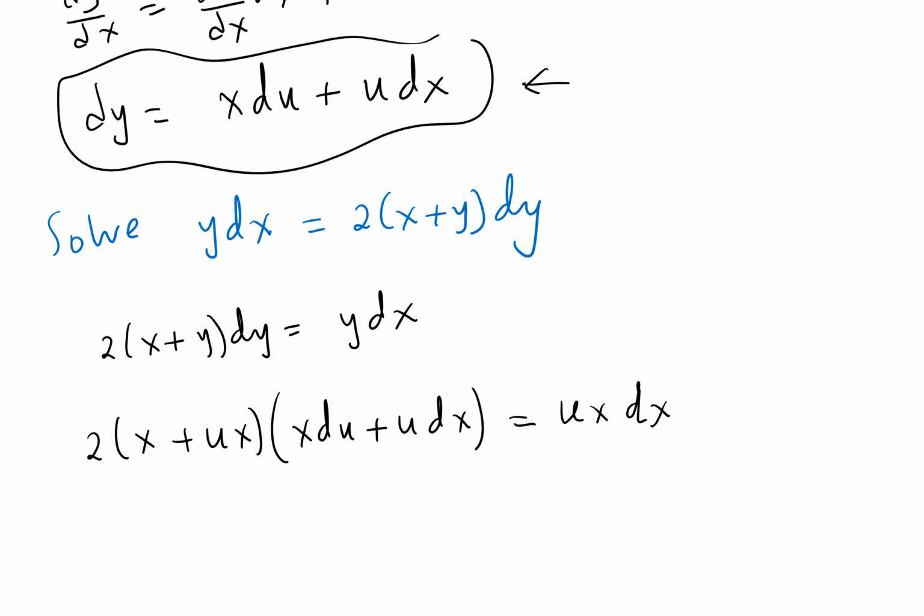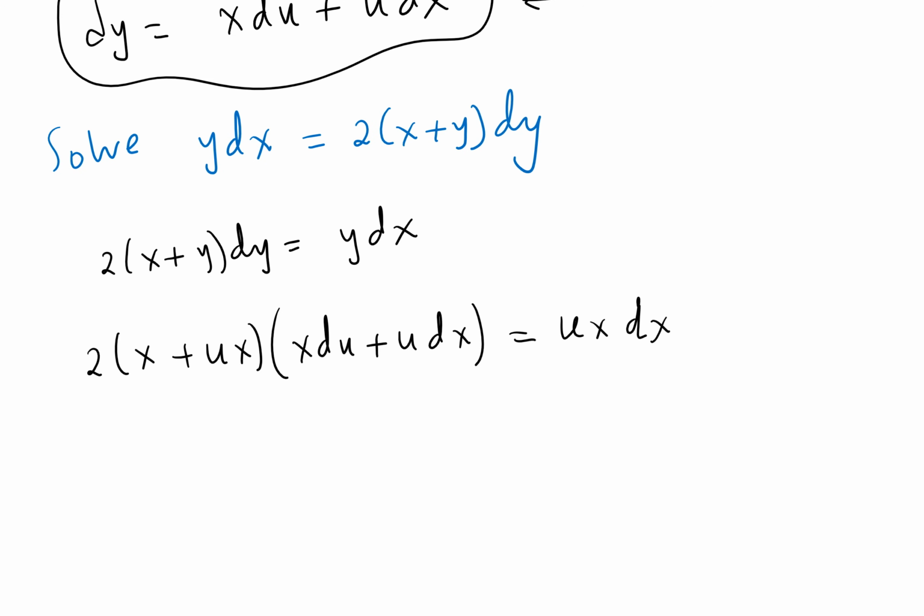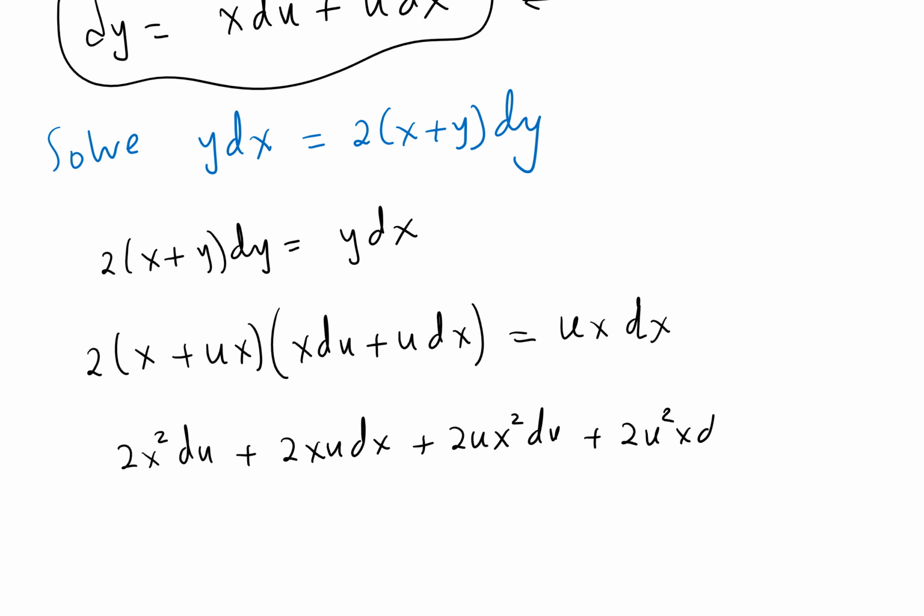So how are we going to solve this? We can multiply them out. 2x squared du, 2xu dx, 2ux squared du, 2u squared x dx, ux dx. Any questions so far?